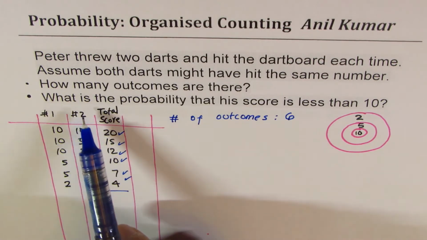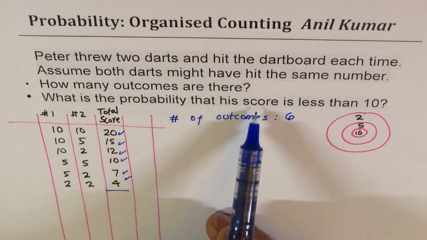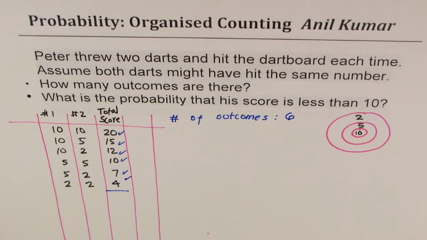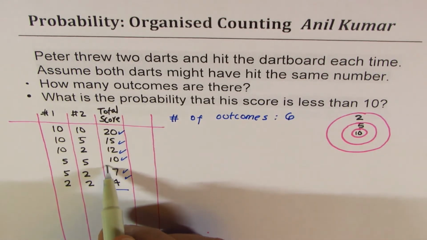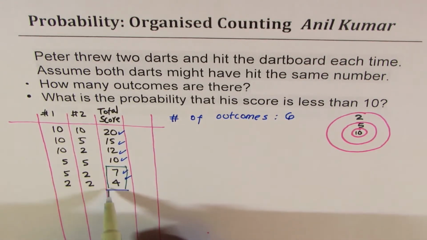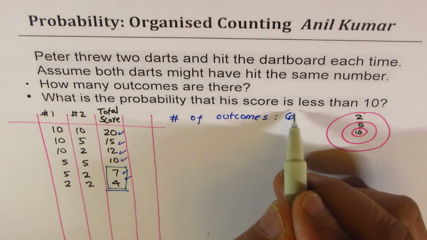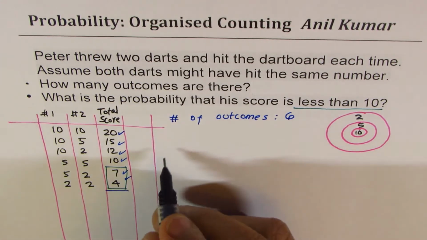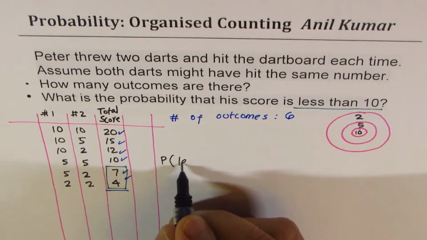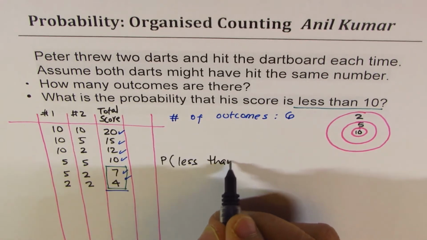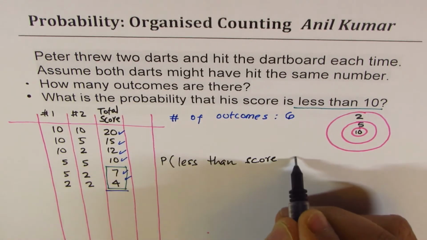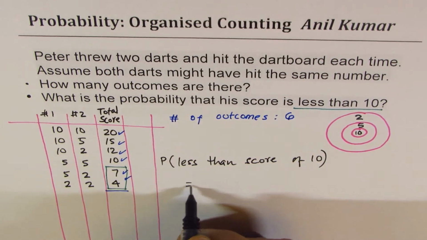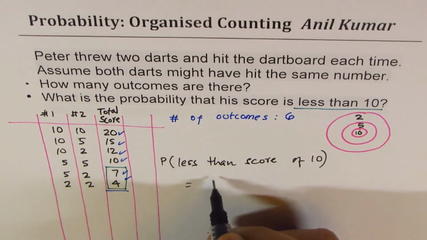Now the question is, what is the probability that his score is less than 10? So out of these, which are less than 10? We are saying less than 10. So there are 2 scores which are less than 10. You should not include 10 because it is not less than 10. Perfect. And now the probability will be what? So probability for a score of less than 10 is, what are favorable combinations?